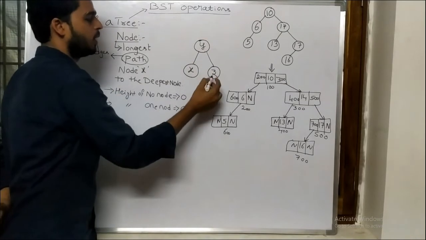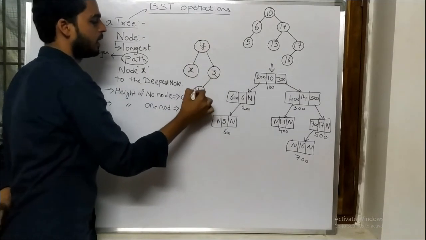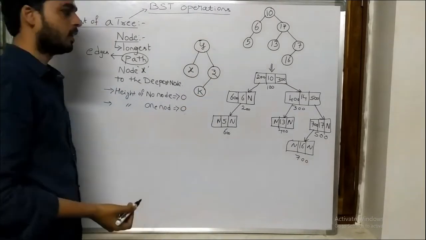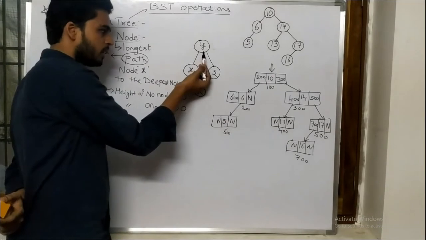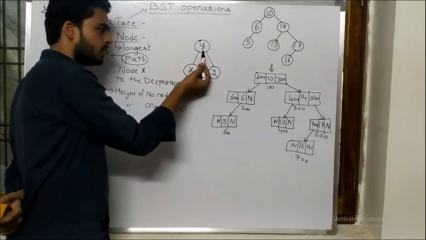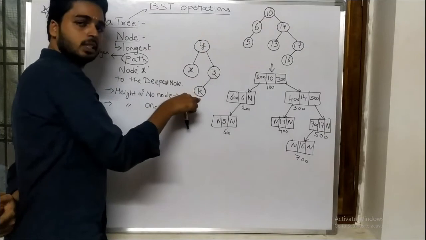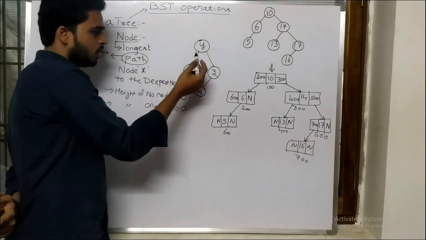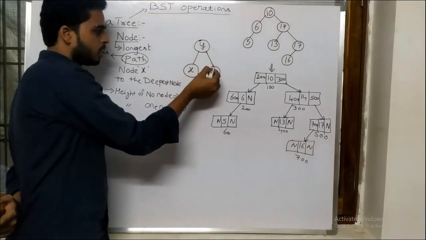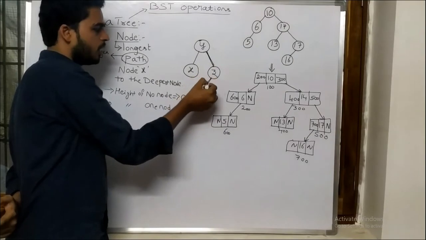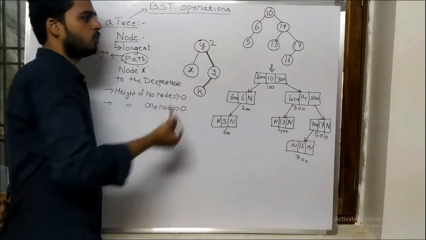So for example, I am having this. Okay. What is the height of the node y? Height of the node y is the length of the longest path from node y to the deepest node. What is the deepest node? This is the deepest node. So the deepest node path I need to calculate. So total number of edges are 1 and 2. So the height of this node is 2.